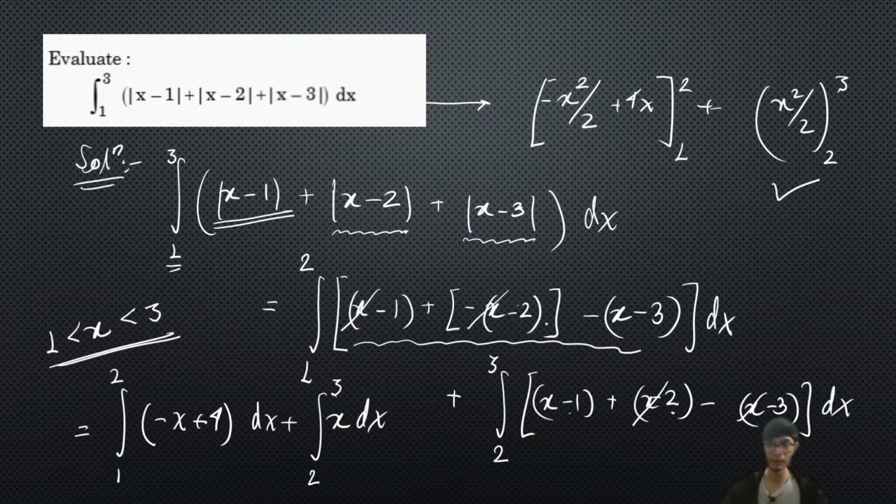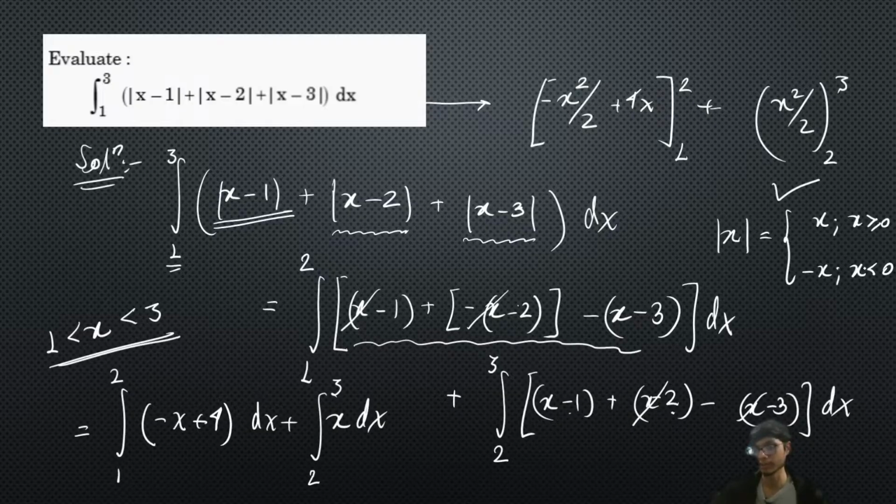So whenever you will be solving this problem for your board examinations, please mention the definition of the function mod of x, right? So mod of x is equal to plus of x when x is greater than or equal to 0, and it is equal to minus of x when x is less than 0. So that's how you are going to write it up. Fine. So I hope this part is simple and clear enough.